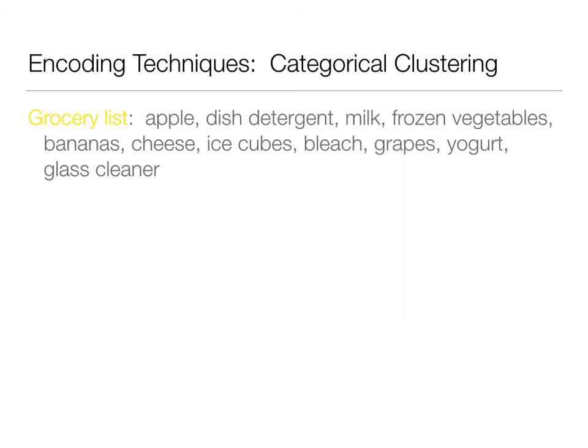Another example is categorical clustering. So if you're trying to remember your grocery list and you need to get apples and dish detergent, milk, frozen vegetables, bananas, cheese, ice cubes, bleach, grapes, yogurt, and glass cleaner. One way that you can organize this and remember this is by putting them into categories.